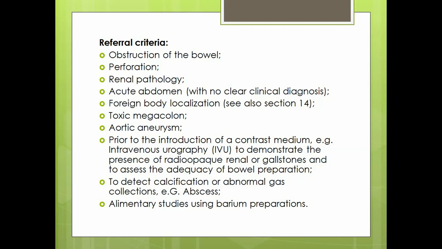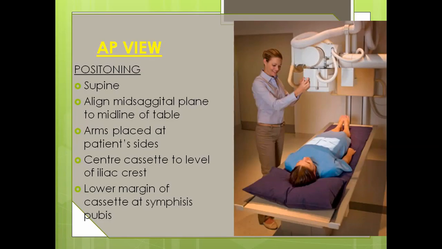intravenous urography, or anything we want to see like calcification or abdominal gas collections, all those things to study, or before doing any barium study, before that we will do this. These are the main indications for abdomen radiography. As a routine view, we will go with the first AP view. AP, anterior posterior, is one of the routine views.